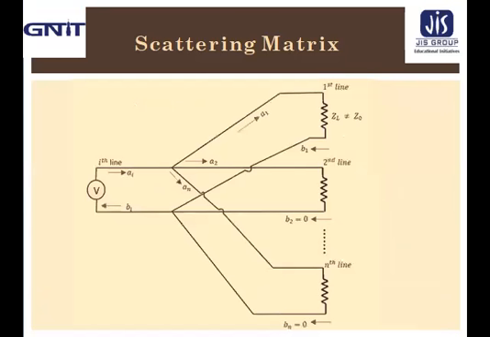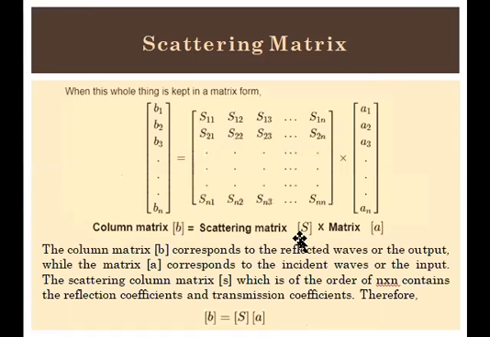while the matrix A corresponds to the incident wave or the input, and the scattering matrix S, which is of order n into n, contains the reflection coefficients and transmission coefficients. That's why we can write B equal to SA.